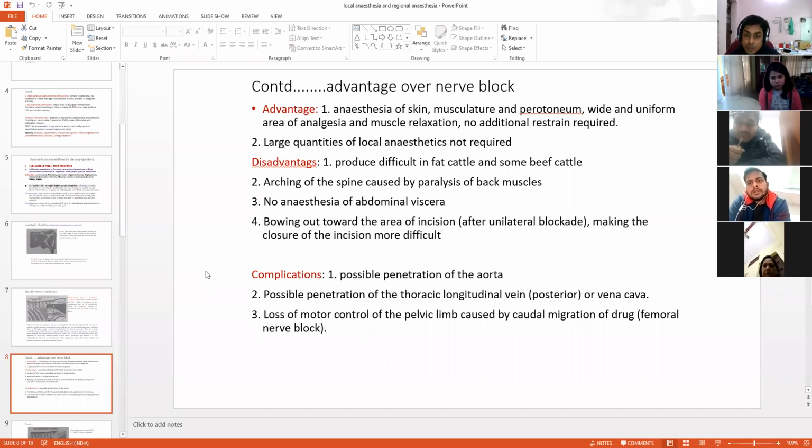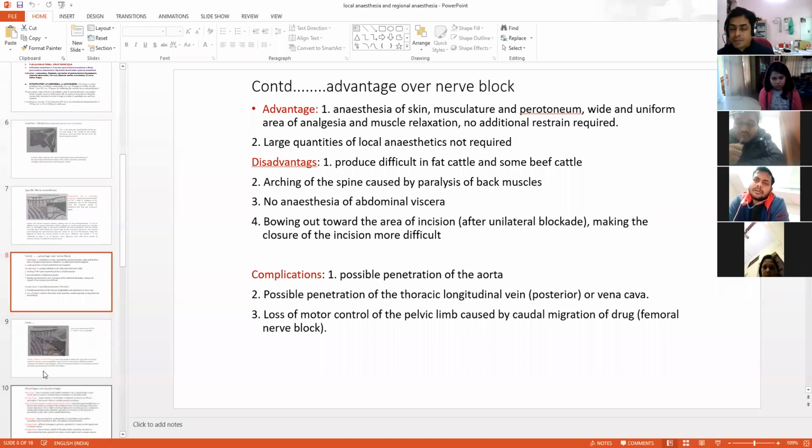Loss of motor control of the pelvic limb caused by caudal migration of the drug. Sometimes what happens, if you are going to inject more drug, then it will move towards the caudal side. Then hind limb limping or hind limb analgesia is also noticed, and this is a common complication. So don't panic if you are having this type of analgesia.